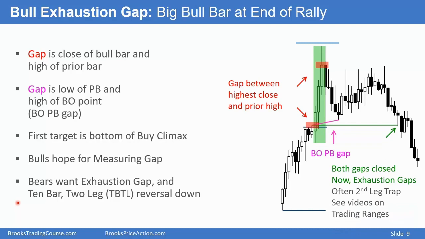Again, 2-legged trap, a rally, pullback, and then an even stronger rally, a breakout. Bulls were hoping for a measured move up. The bears got an exhaustion gap. It traps traders into buying the top of the second leg up. First leg up, weak rally. Second leg up, very strong rally, breakout.